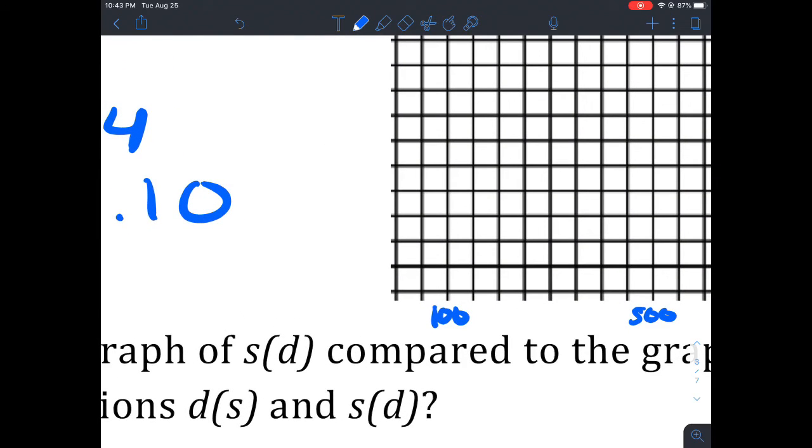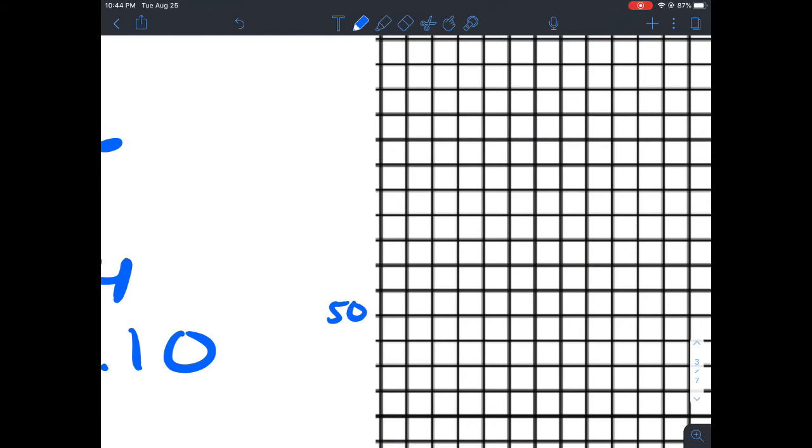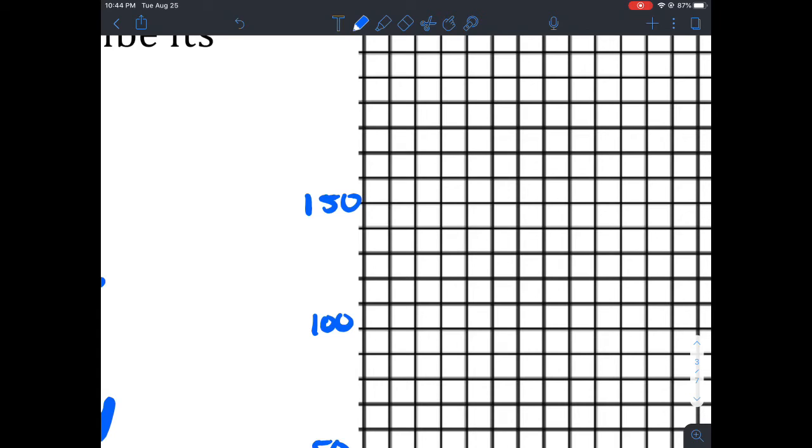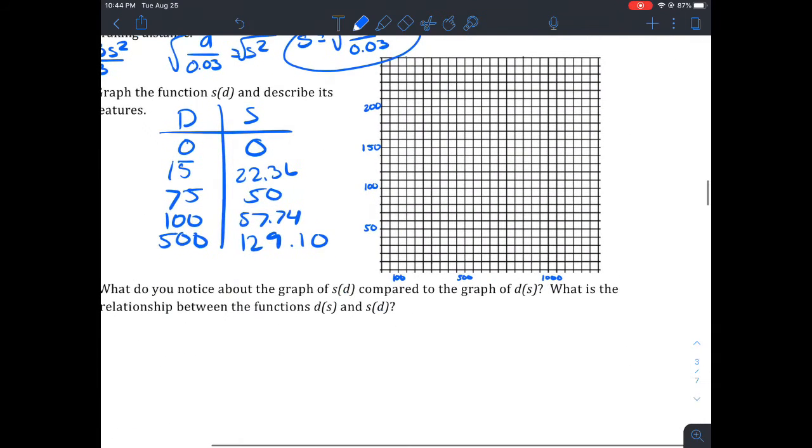And then we'll go ahead and do 1, 2, 3, 4, 5, 50. 1, 2, 3, 4, 5, 100. 1, 2, 3, 4, 5, 150. 1, 2, 3, 4, 5, 200.